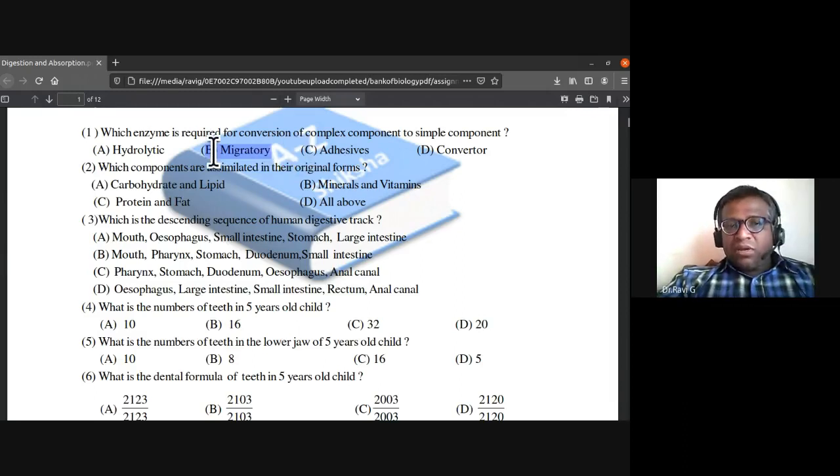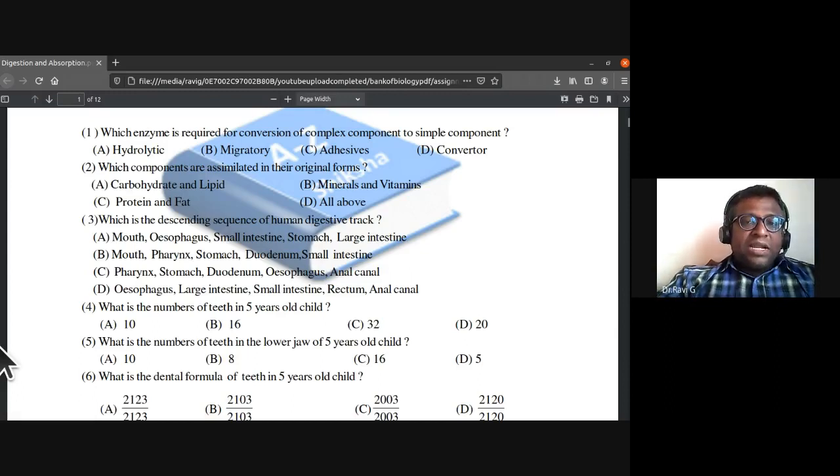So we had not come across that. So this is a new concept for us. A few questions of this sort, which are out of the NCERT syllabus, might be asked. So you should be prepared for this. So, migratory enzyme. Okay.